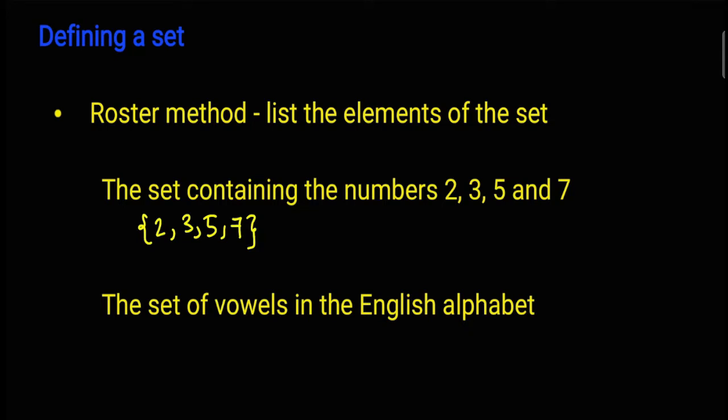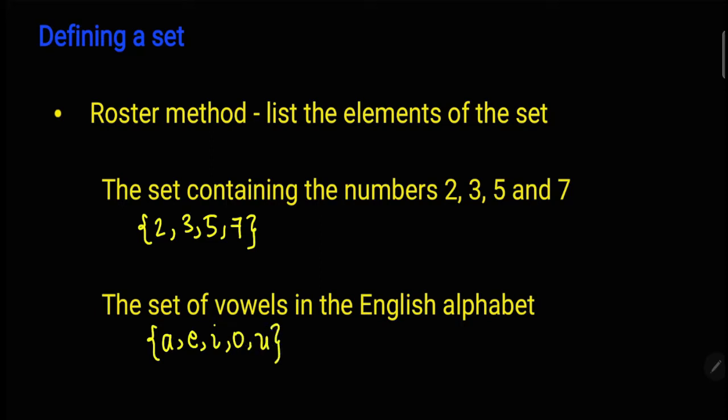Next example, the set of vowels in the English alphabet. So we know that the set of vowels in the English alphabet are A, E, I, O, and U. So we simply write that inside our braces, A, E, I, O, U.